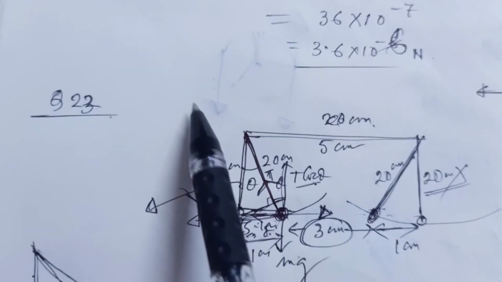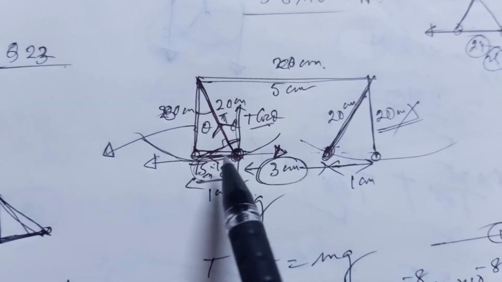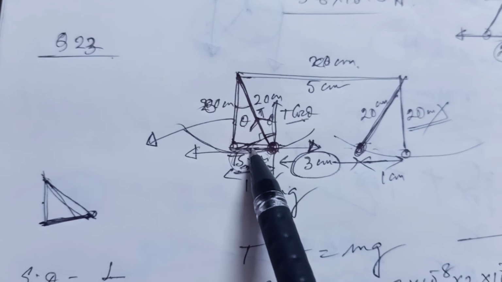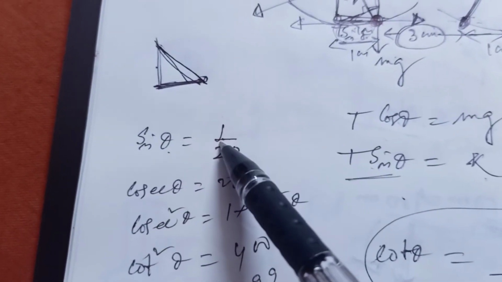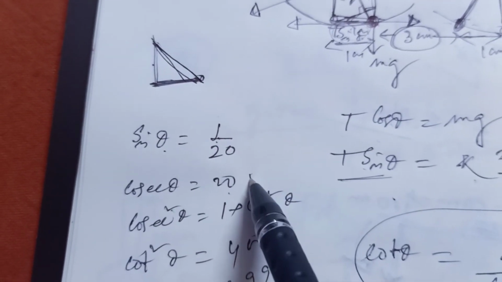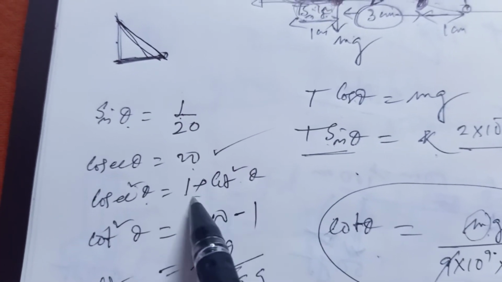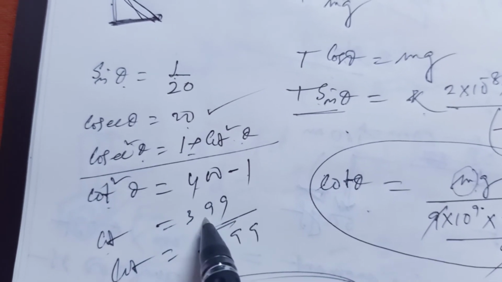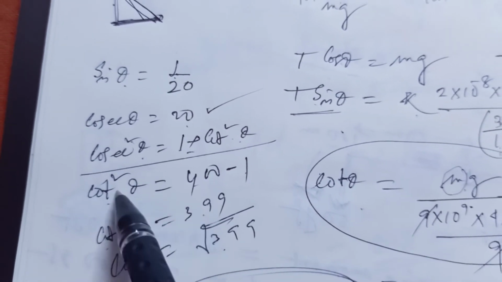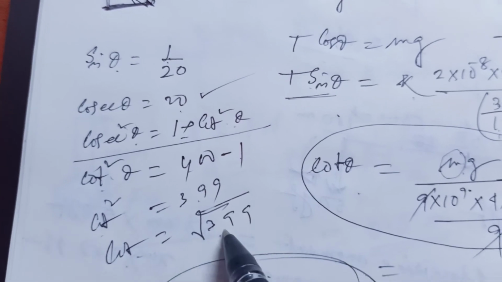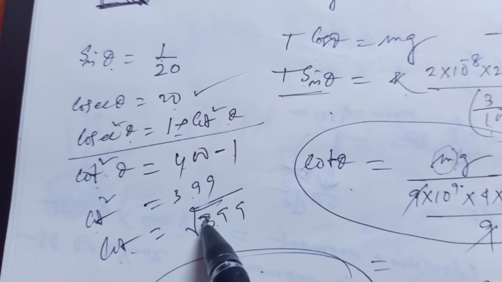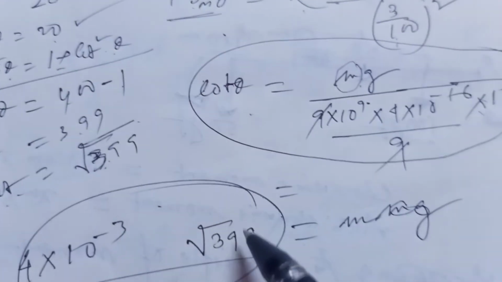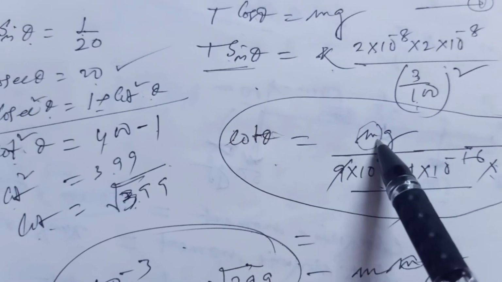So what is cot theta? This is theta, this is the perpendicular, and this is the hypotenuse. So you can get sin theta easily: 1 by 20. So sin theta equals 1 by 20. Then cosec theta is 20, and cosec square theta equals 1 plus cot square theta, we know that. So cot square theta equals 400 minus 1, that is 399, or cot theta equals root 399. So you can place root 399 here.